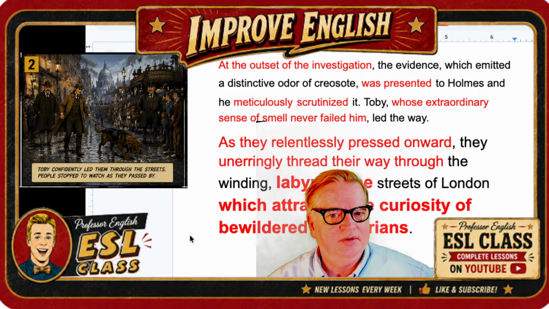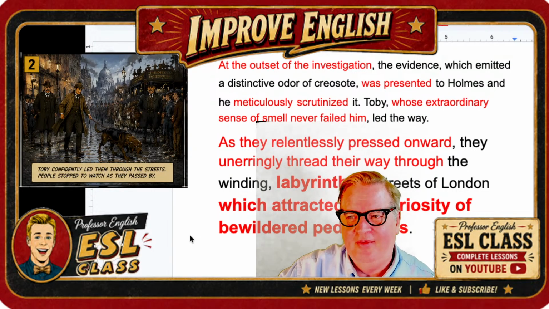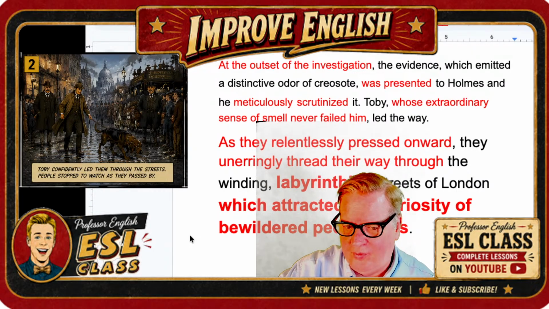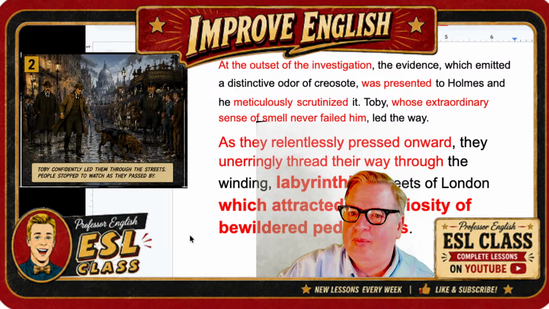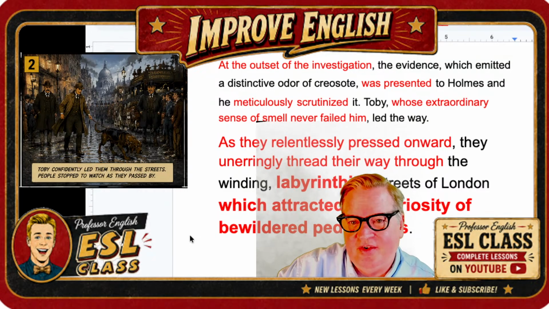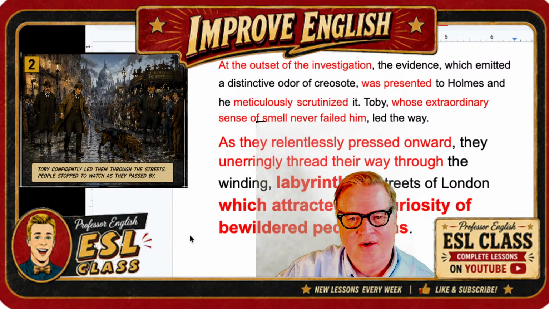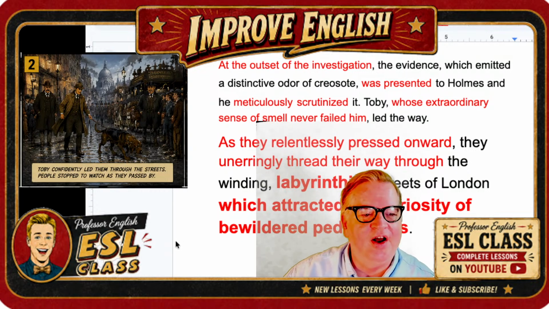What does scrutinize mean? Do you remember? Scrutinize means to look at something very carefully. So what was Holmes looking at very carefully? It was the evidence. He was scrutinizing the evidence. He was looking at the evidence very, very carefully. Okay. Go ahead. Press onward.